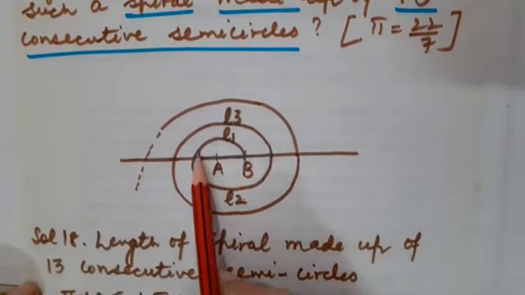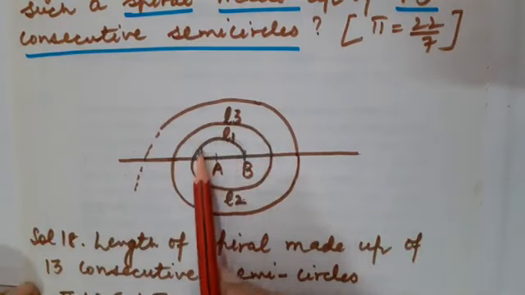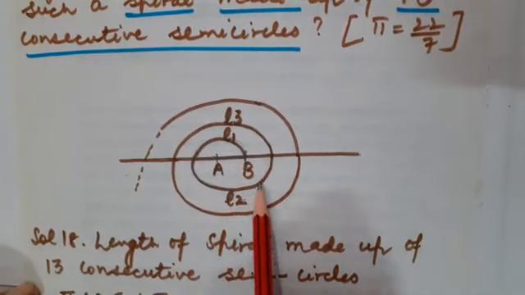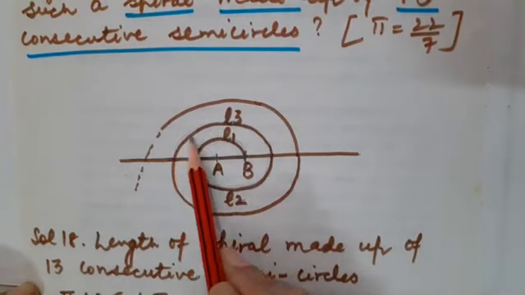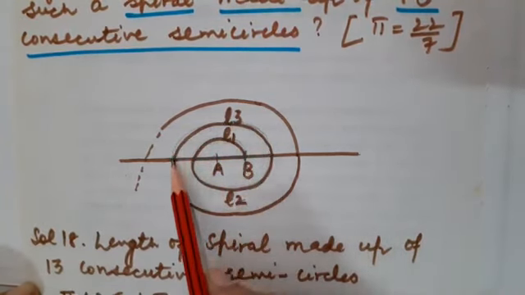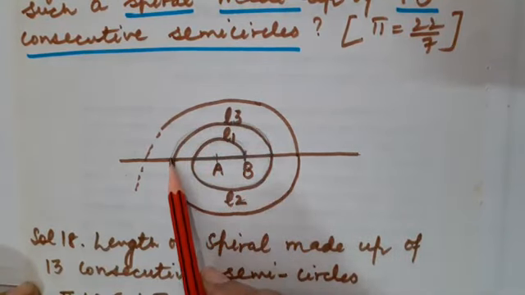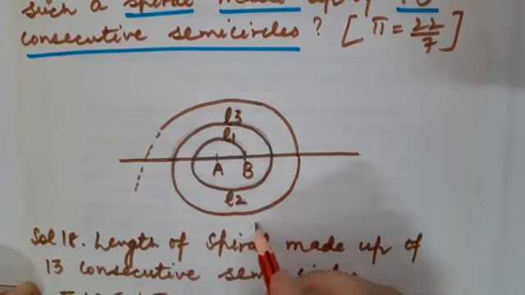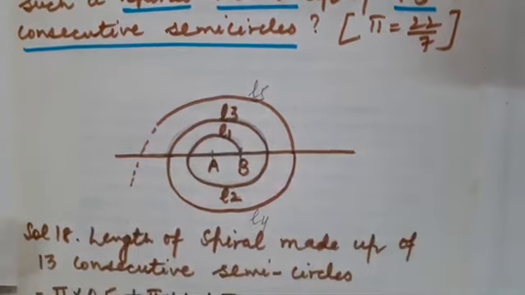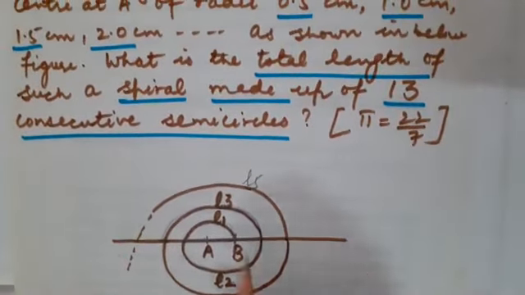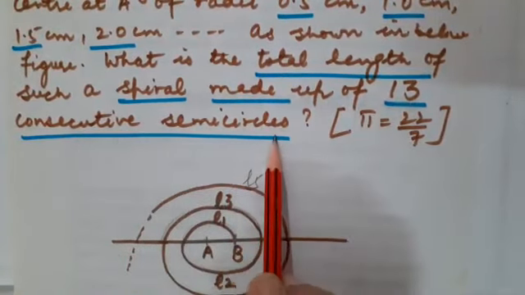Here you can see that this L1 is basically the length of the first part of the spiral. Then this L2 is the length of the second part of the spiral. This is L3, the above part I am talking about. This will again be added to find out the length of the spiral. Then later on you can go for L4, fine, and then L5 and so on. Correct, student? So what has been asked in the question is, what is the total length of such a spiral made up of 13 consecutive semicircles?